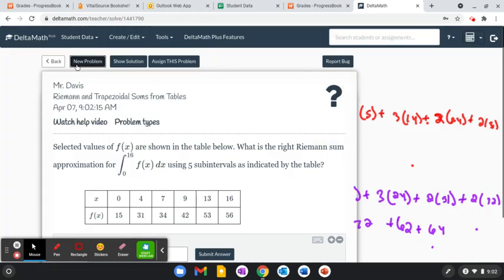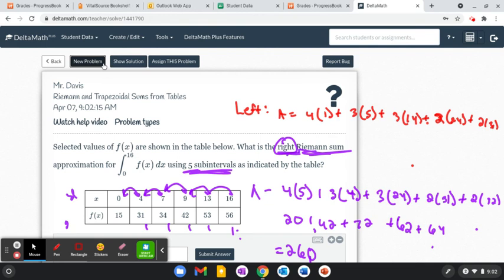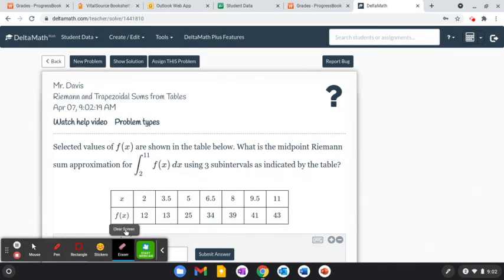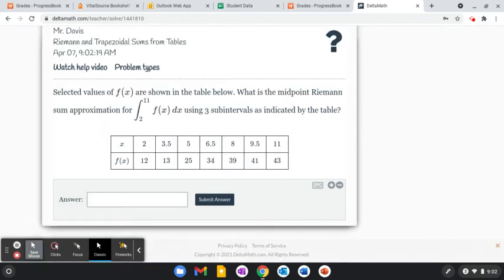That's it. I do want to do a midpoint. All right, this will be the last one here, so you'll at least have an example of all of them. All right, so midpoint Riemann sum. We're supposed to use 3 subintervals. Notice we've got some extra values on this one.